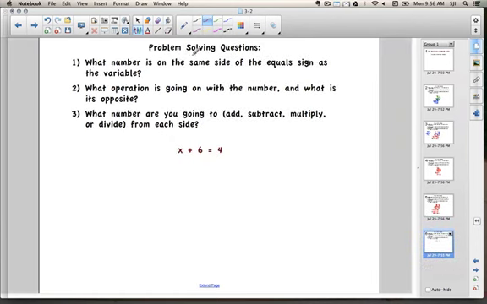Here's the last example that we're going to do today. What number is on the same side of the equal sign as the variable? Well, the 6 is. What operation is going on with that number and what's the opposite of that? I'm going to look in front of the 6 and I see an addition sign. The opposite of addition is subtraction. So what number are you going to add, subtract, multiply, or divide from each side? I'm going to subtract 6 from both sides. These two cancel out. They equal 0. So I'm going to bring the x down.